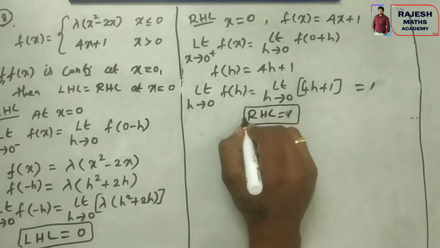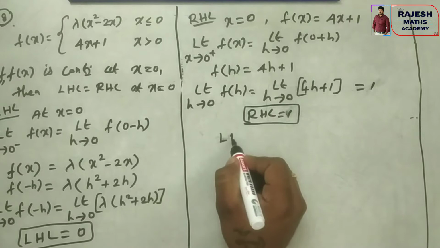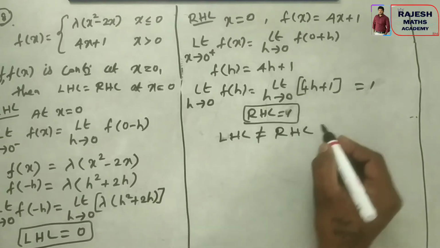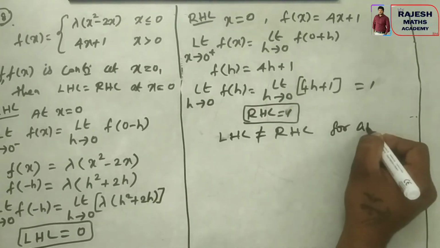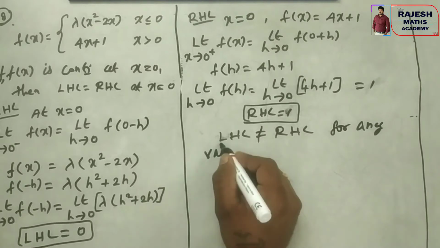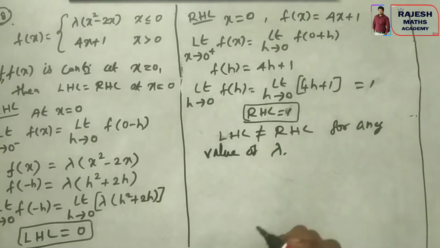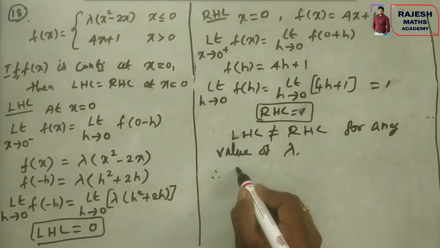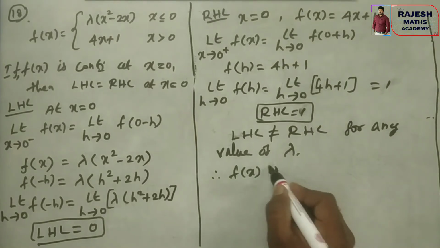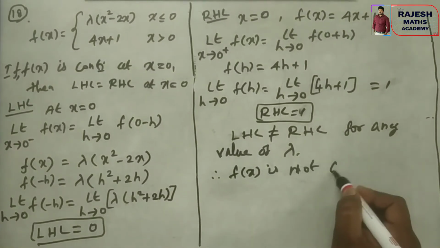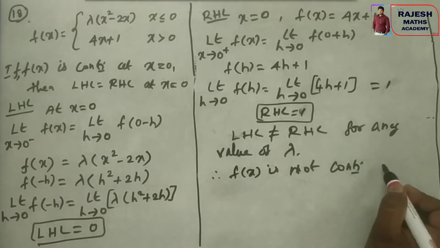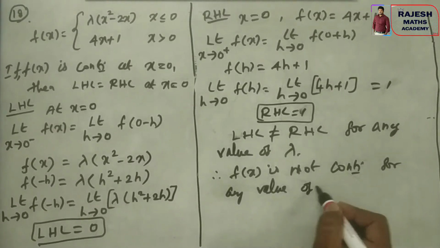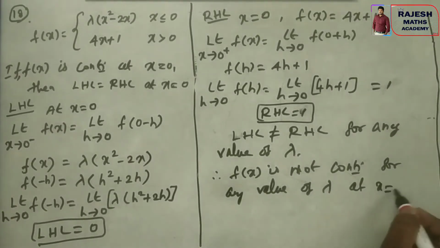So LHL equal to 0, RHL equal to 1. So we can say clearly that RHL will never be equal to LHL. LHL is not equal to RHL for any value of lambda. So it will never be equal. Therefore we can say clearly that f of x is not continuous for any value of lambda at x equal to 0.